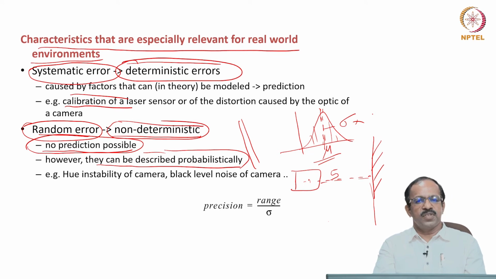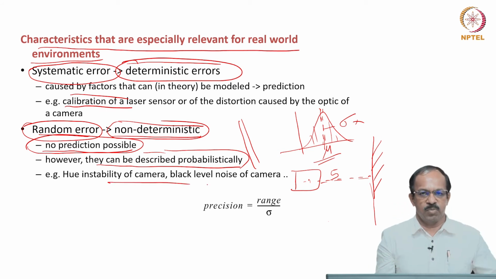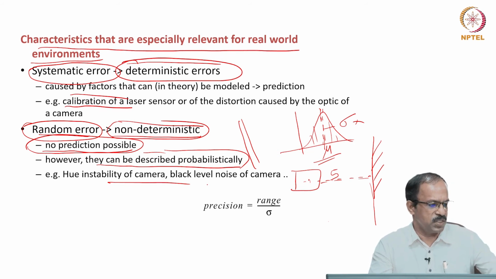And most of the sensors that we use come with this problem. So there will always be a non-deterministic error in the sensors, and this makes the life of a robotic engineer very miserable, because these uncertainties cannot really be overcome by the design, and have to be addressed through other methods only. So this is one big challenge in using sensors for the perception process. We will see how this can be addressed as we move forward.